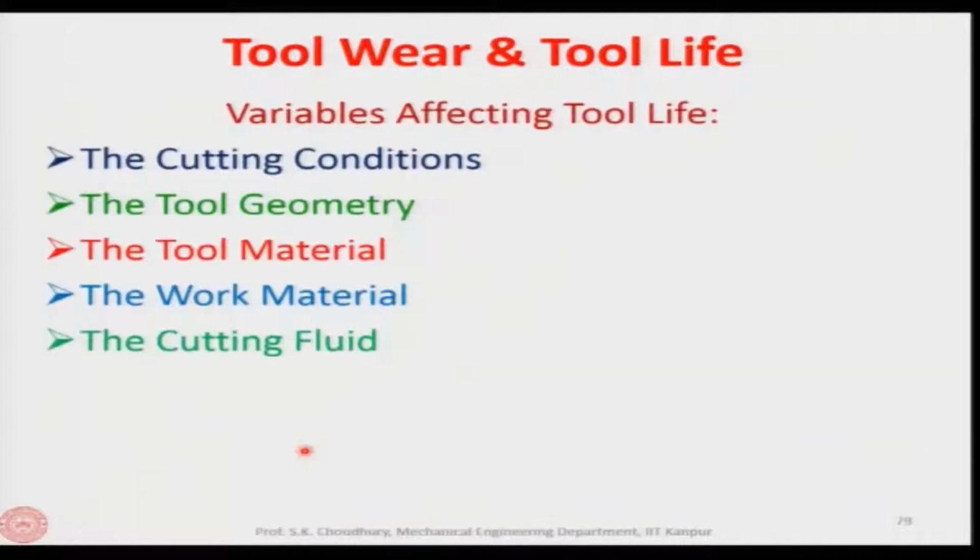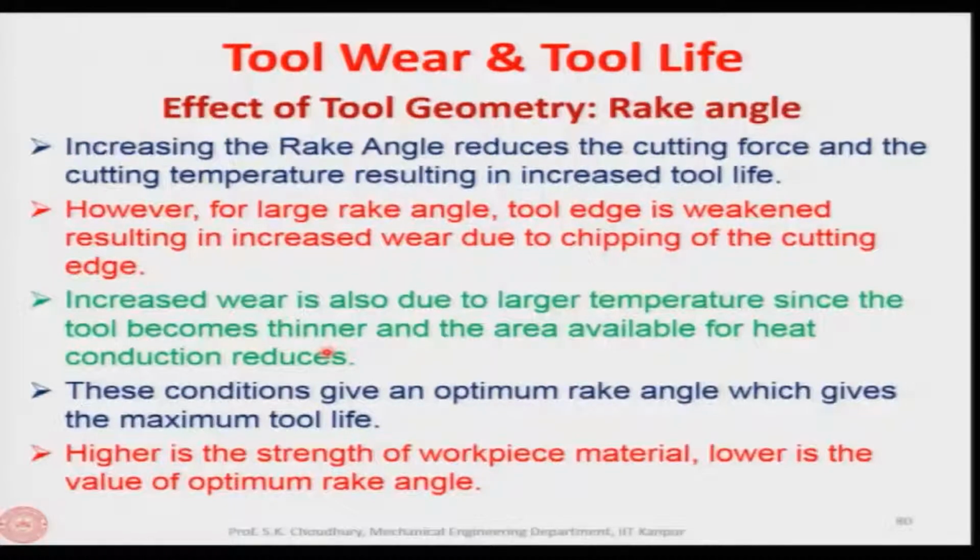Now, let us see the factors or the variables affecting the tool life. These are the 5 factors: the cutting conditions, tool geometry, tool material, work material and the cutting fluid. They affect the tool life, and how they affect it we will discuss right now. Effect of tool geometry, let us say rake angle. Increasing the rake angle, we know, reduces the cutting force and the cutting temperature. Therefore, it results in increased tool life.